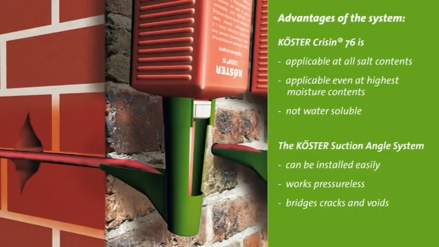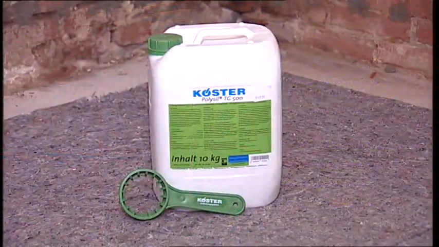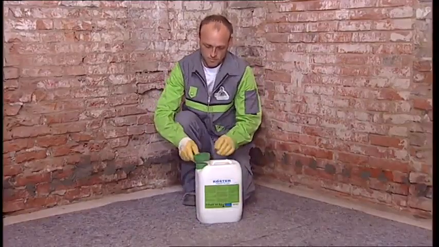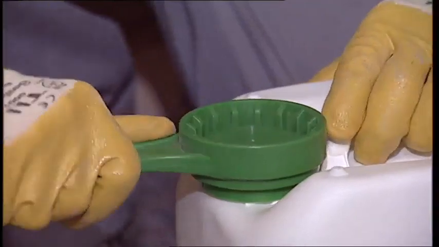The KOESTER Crisin 76 system is applicable independent of the water and salt content of the wall. It can't be diluted in water and will not rot. The KOESTER suction angle system is simple and easy to install, and thanks to the pressureless injection, distributes the material evenly and without loss in voids or cracks. The wall is treated with KOESTER Polysil TG500 along its base to solidify the masonry and lock in the salts.